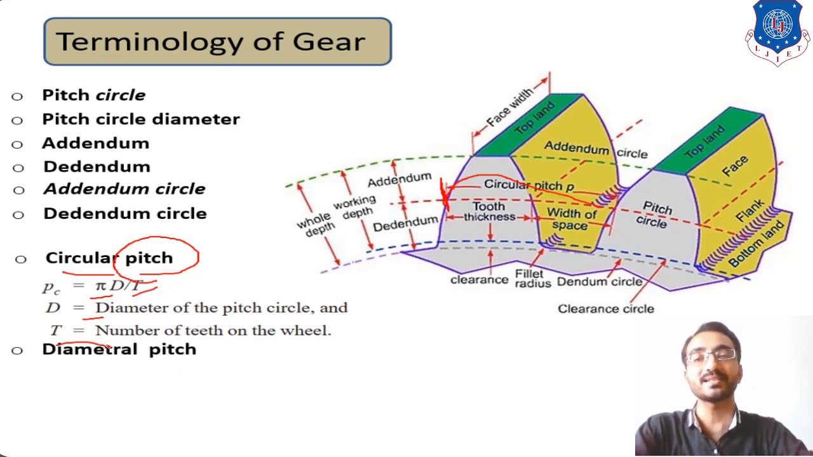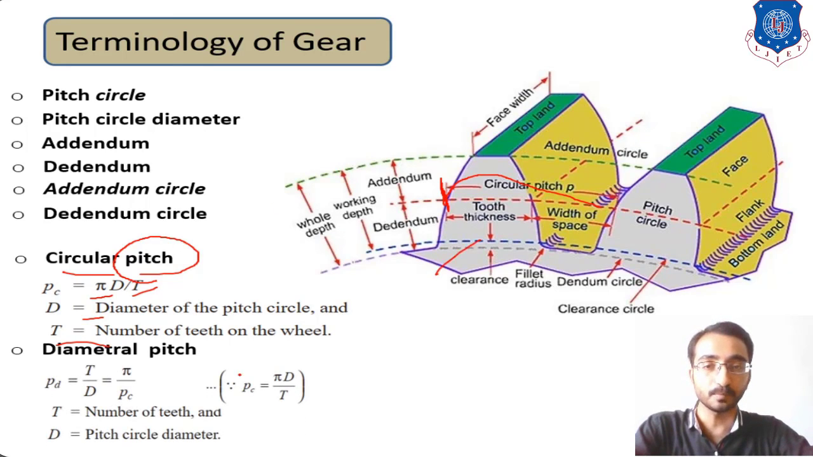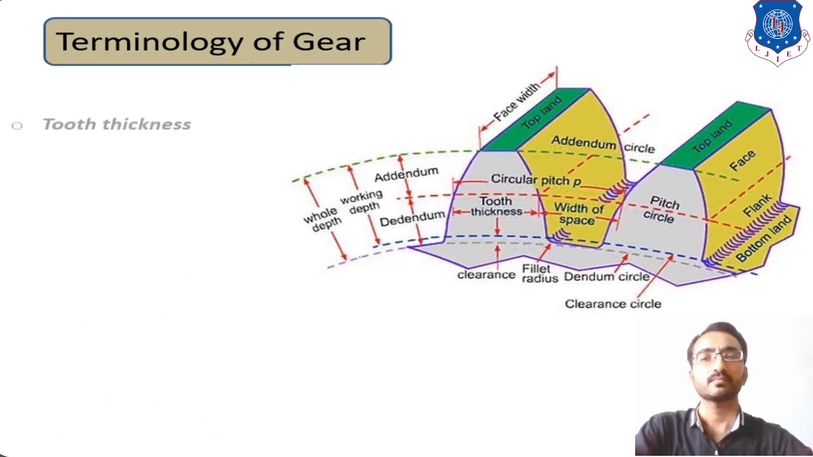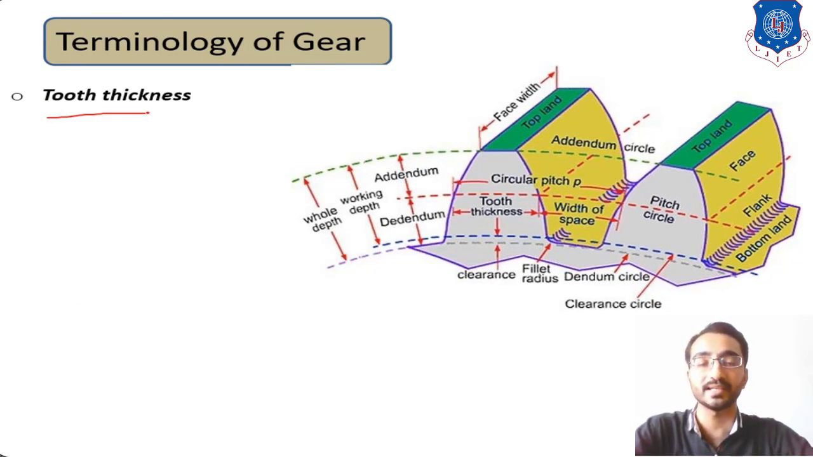Now second term, that is diametral pitch. If you calculate the number of teeth per unit diameter, then it is termed as diametral pitch. Okay, let's learn a few more terminologies. Next one, that is tooth thickness, or we can simply say the width of the tooth. Okay, so from which point will you measure? On the top it will be slightly lower in amount, while at the bottom it is slightly larger in amount.